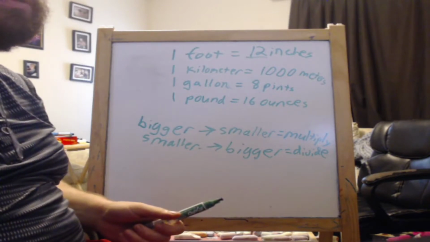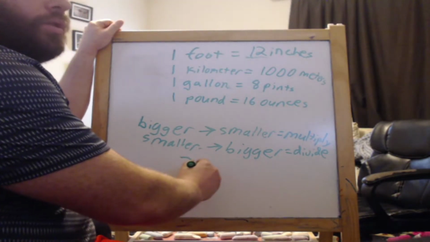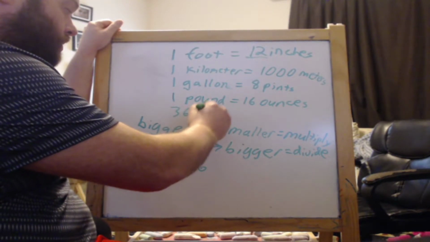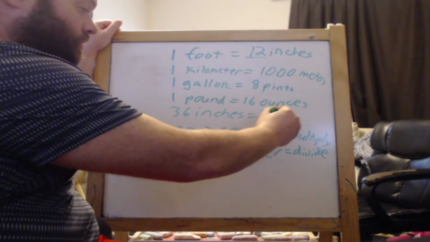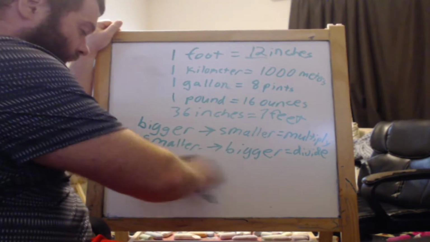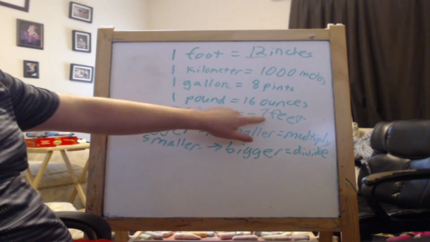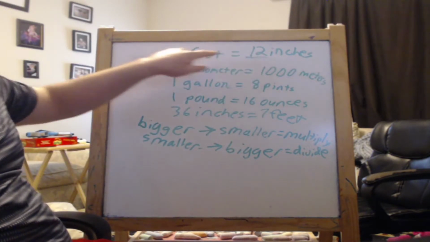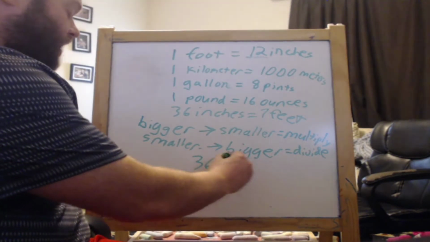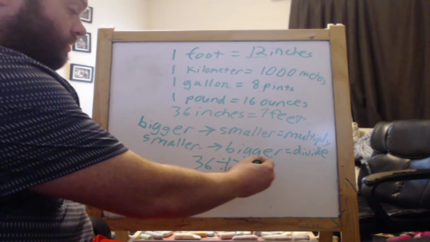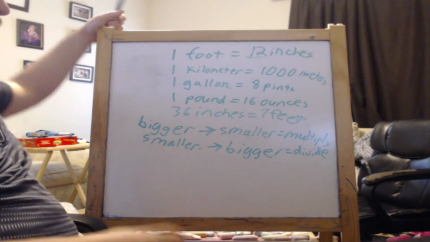So now let's go 36 inches equals blank feet. So this now is just the opposite. Okay? So 36 inches equals blank feet. So inches to feet, we're going smaller to bigger, so we have to divide. So we're just dividing by 12. So it's just 36 divided by 12 equals 3. I know that because I know my math facts, and I hope you guys should too, okay?